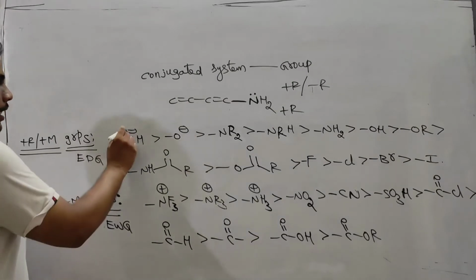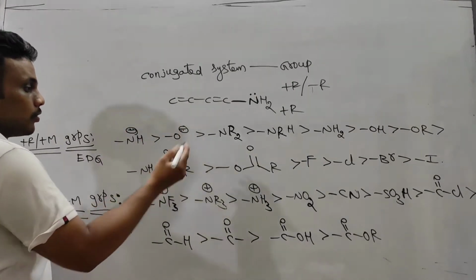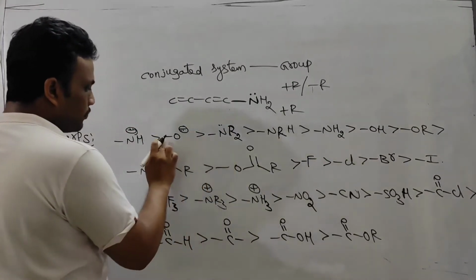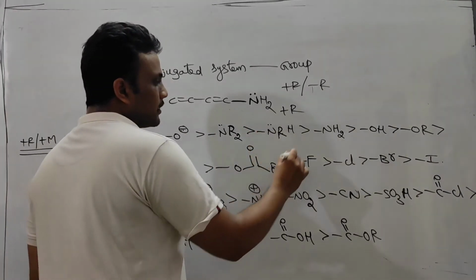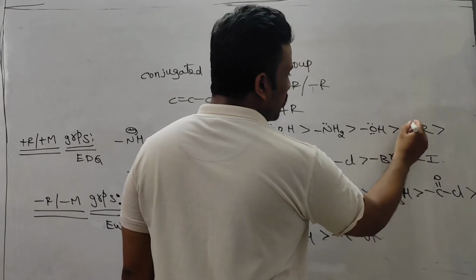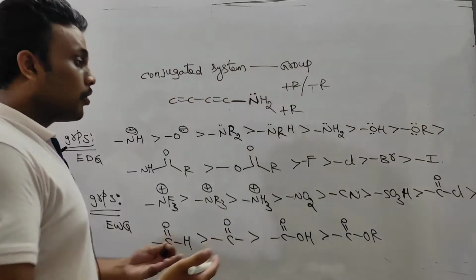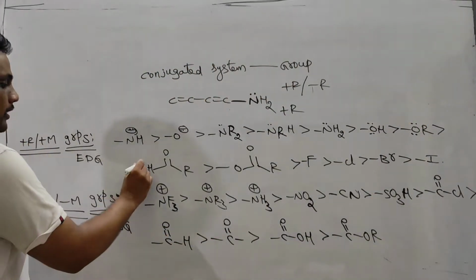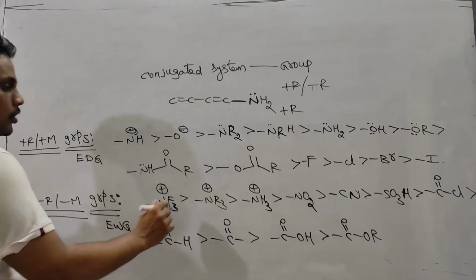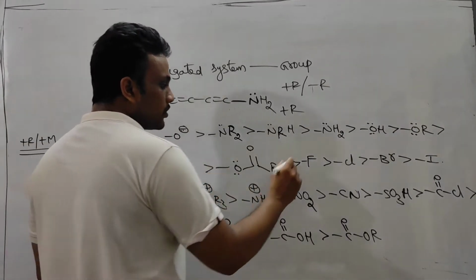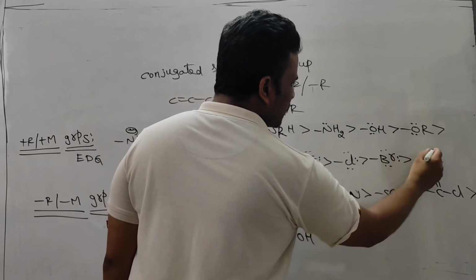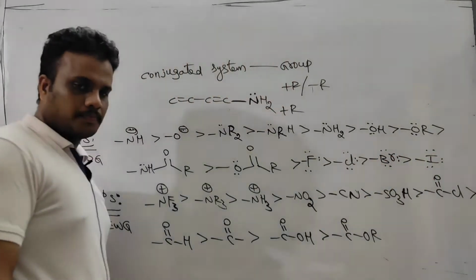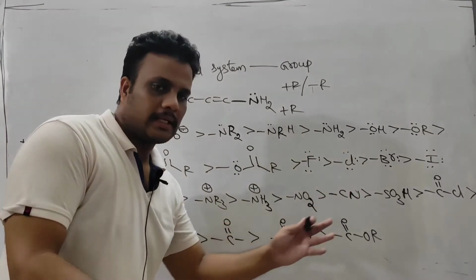You see, in all these groups, negative charge means no doubt a lone pair is there. So this bond represents this connectivity with the conjugated system. So when any atom of a group is directly attached to the conjugated system and that contains a lone pair, definitely that comes under plus R group. If a lone pair is not present, then that is a minus R group. You see, in all these groups there is no lone pair.